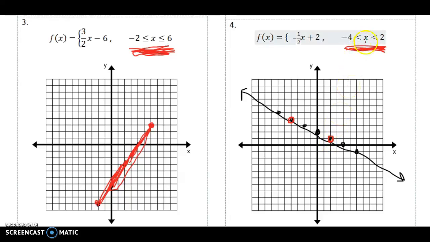Again, my x is between those two numbers, so the part of the graph that I want to look at should be this little section kind of right in here between those dots. That means I don't want anything to the left or right, so I'm going to go ahead and erase. I'm left again with this weird little segment thing, and that right there is my correct answer.